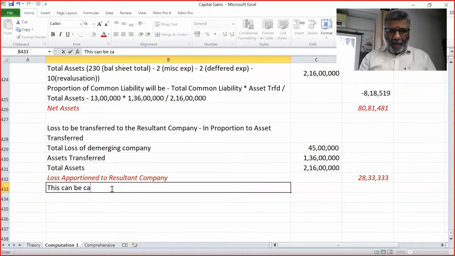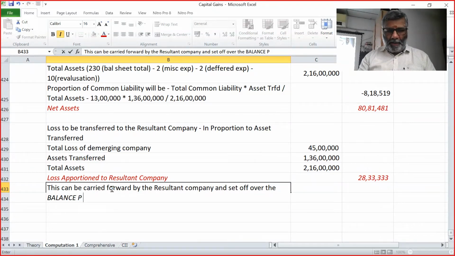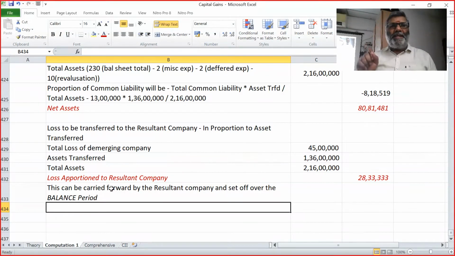This can be carried forward by the resultant company and set off over the balance period. So totally 8 years means already 5 years over now, balance 3 years only.